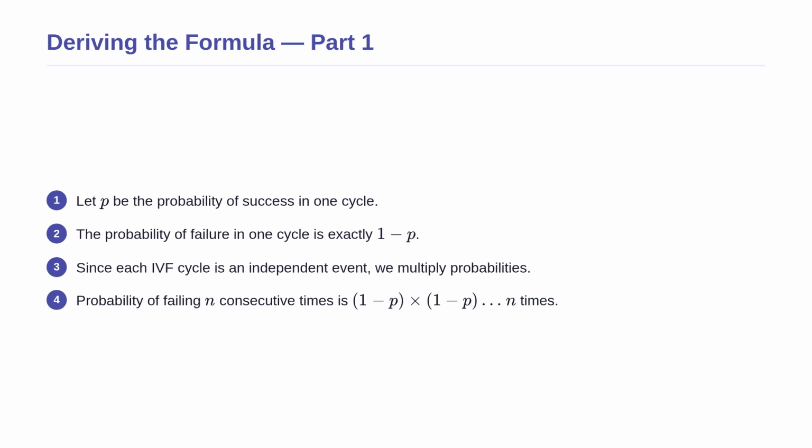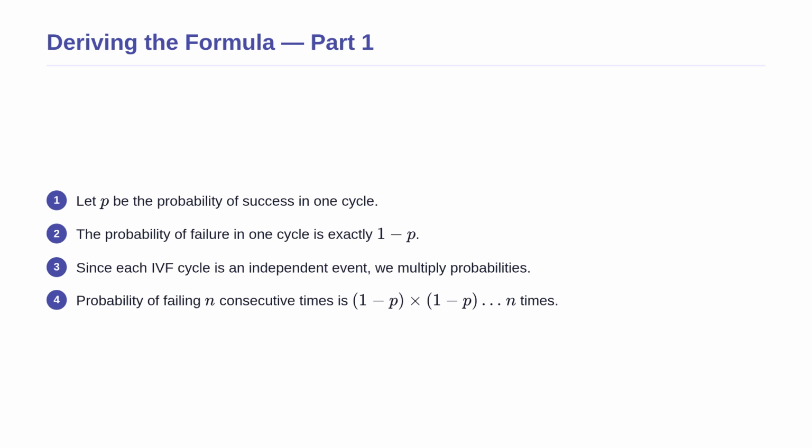Now that we have used this formula, let us understand where it comes from logically. Why do we subtract from 1, and why do we use exponents? We start by defining P as the probability of success in a single cycle. By the basic rules of probability, if success is P, then the probability of failure in that same cycle must be exactly 1 minus P.